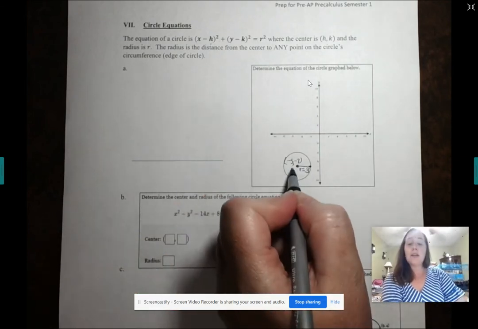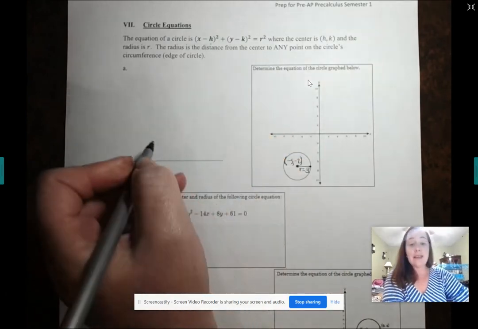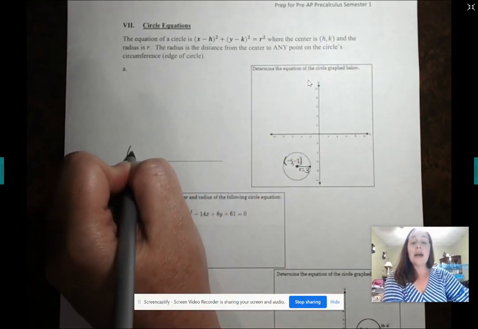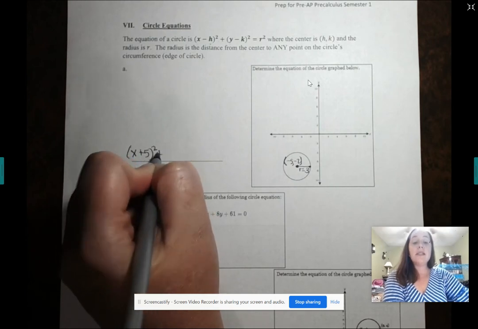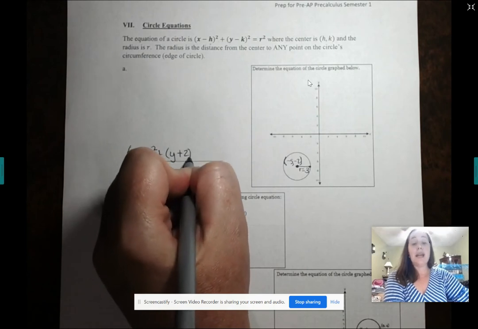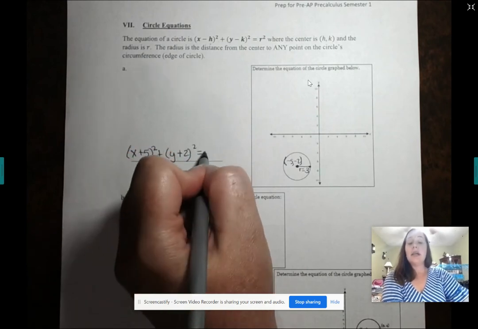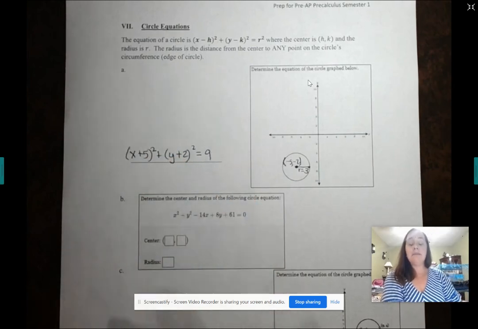So if you can find the coordinates of the center and the radius, you have the ability to write the equation of the circle. X minus h, if h is negative, it would become a plus here. Always a plus in between these two. Y minus the k coordinate, which was also a negative, squared, equals r squared. So 3 squared would be 9.